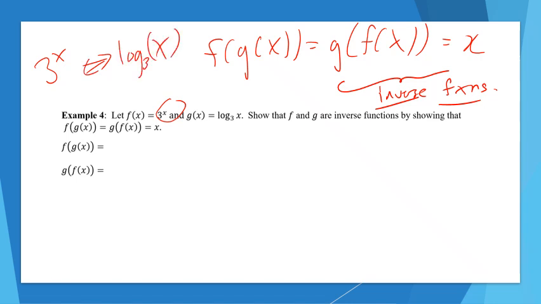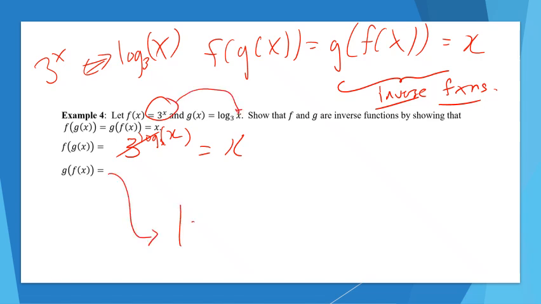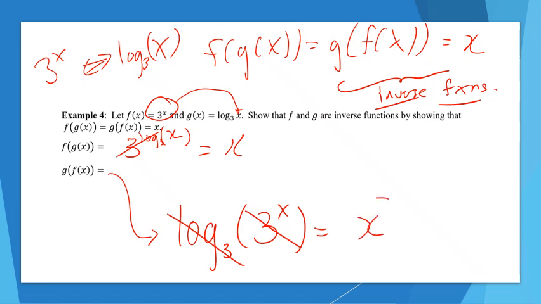So first, let's find f of g of x. This is where we plug log base 3 of x into x in there, and then simplify as much as we can. So this would be 3 to the power of log base 3 of x. And remember, the log and the exponent cancel each other out to just give us x. Now let's find g of f of x. This is going to be a little bit reversed because we're going to take f of x now and plug it into g of x. This is equal to log base 3 of 3 to the power of x. And remember, those cancel out as well to just leave us with x.